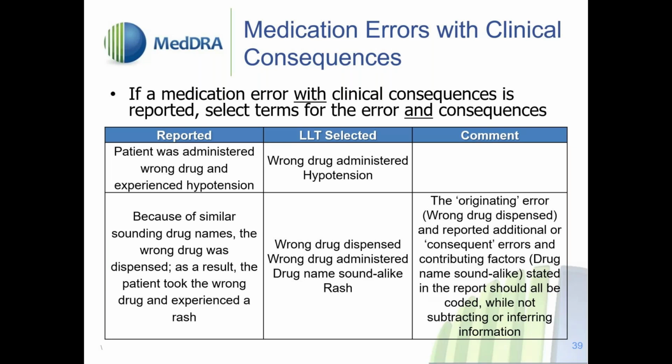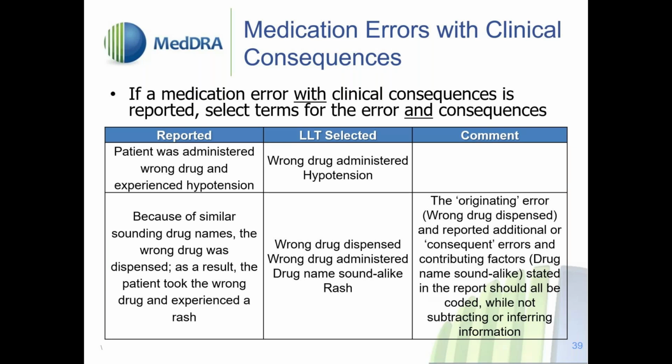So the patient was administered the wrong drug and experienced hypotension. So this report is giving me two types of information. It's giving me a medication error, that they received the wrong drug, and a clinical consequence, the hypotension. And of course, it makes sense that the preferred option is to capture both of them. So you do capture an LLT for the wrong drug administered, as well as an LLT for hypotension.